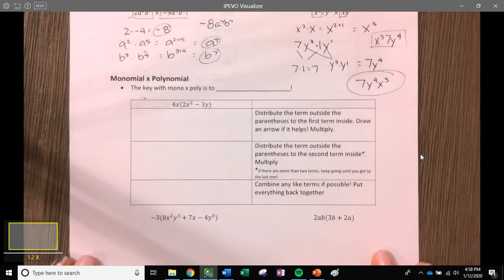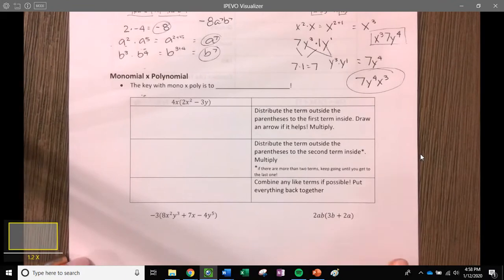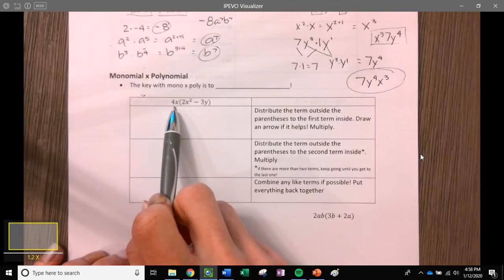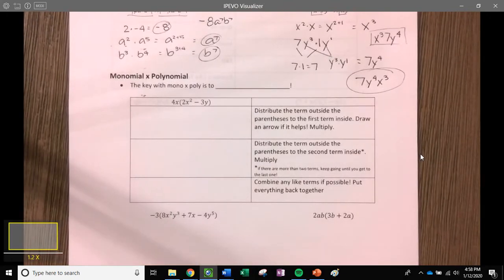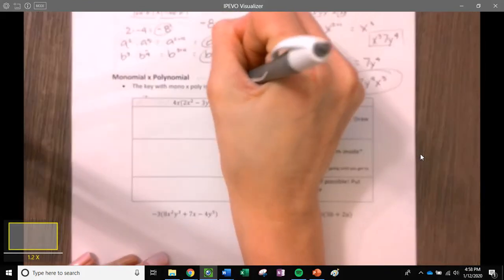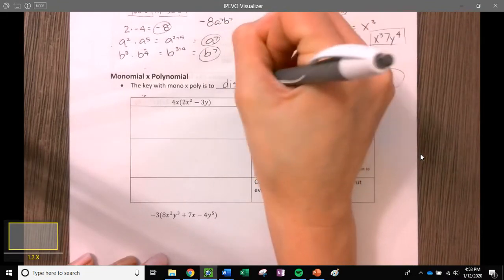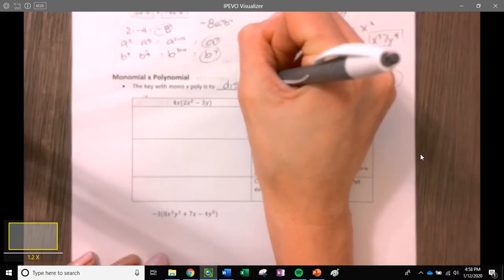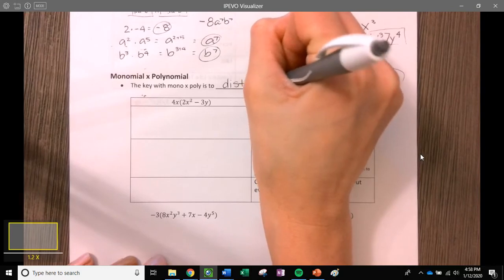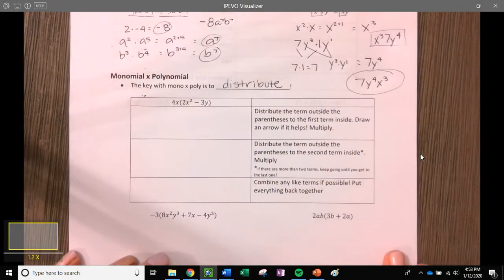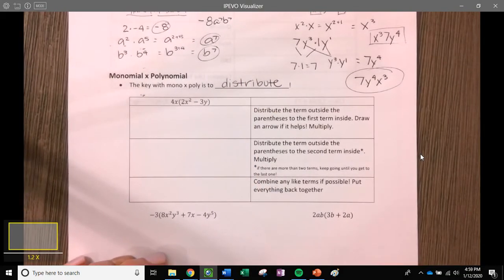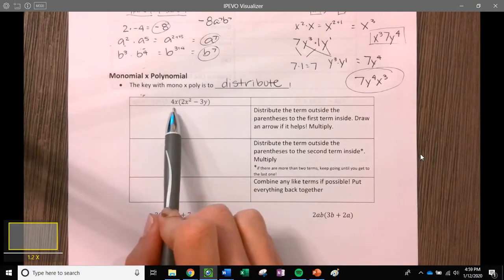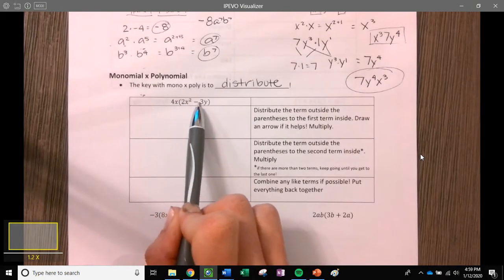Okay, when we're talking about a monomial times a polynomial, the key here is something that should be very familiar. When we talked about properties, this is something that you've been doing since the very beginning of multiplication, and that is what? Distributing. The key to monomial times polynomial multiplication is to distribute. I can't spell and talk at the same time. Yikes. All right, so 4x times 2x squared minus 3y.